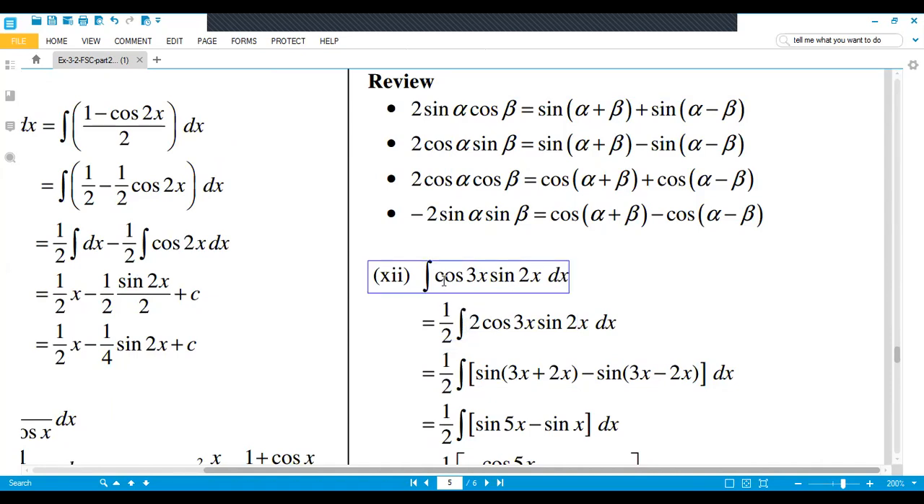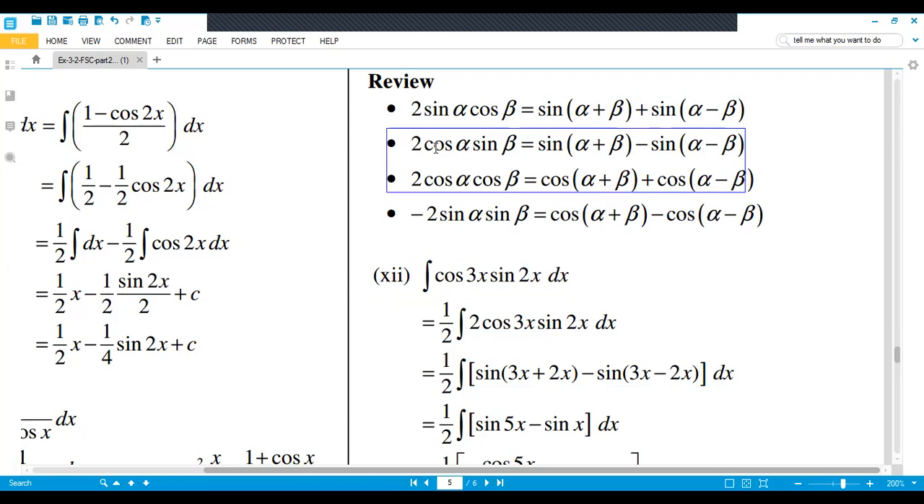If 2 comes in the coefficient, then again it will be the same as formula 2: 2 cos alpha sine beta. So 2 is missing in the coefficient. What will we do? We multiply and divide by 2. The division by 2 comes in the coefficient, and the multiplication by 2 will multiply with cos 3x sine 2x. Consider 3x as alpha and 2x as beta. So it is the same as formula 2.